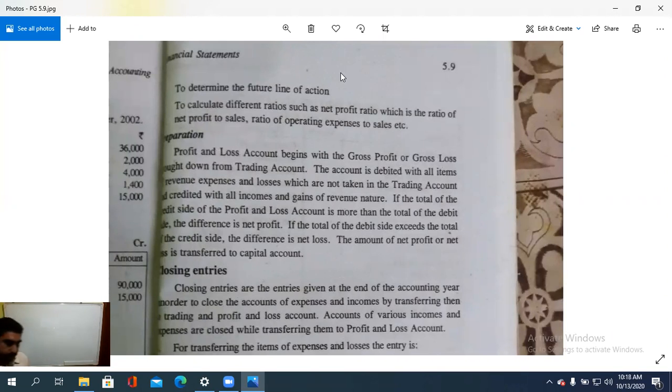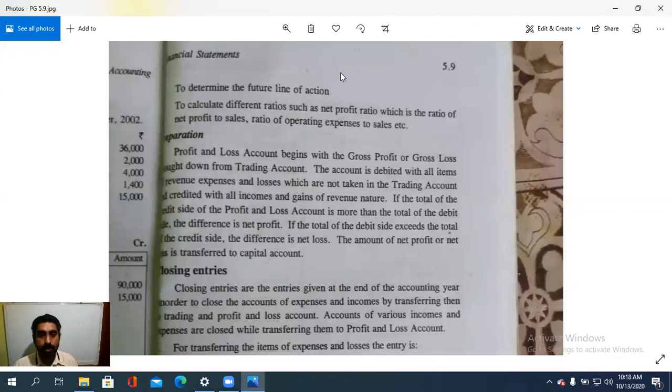What proceedings are to be taken towards the future ends, that is to be determined based on the calculation of net profit or net loss, and also to calculate different ratios such as net profit ratio, which is the ratio of net profit to sales, ratio of operating expenses to sales, etc. So many ratios are calculated, for which this P&L account preparation is to be utilized.